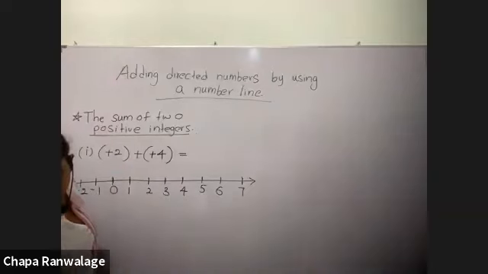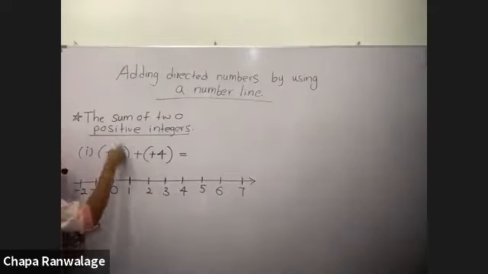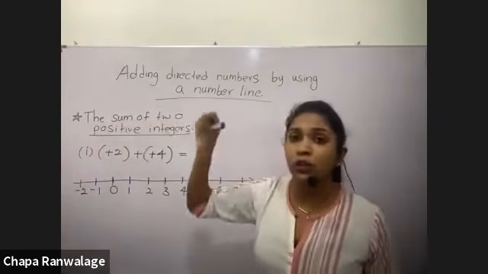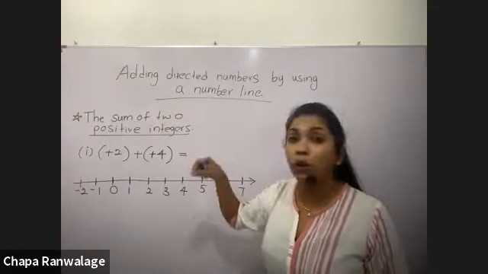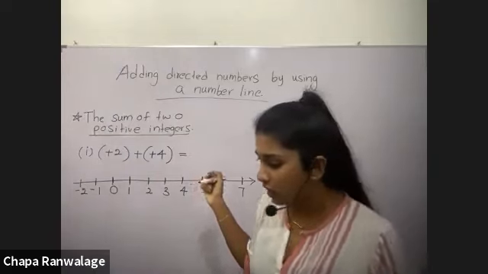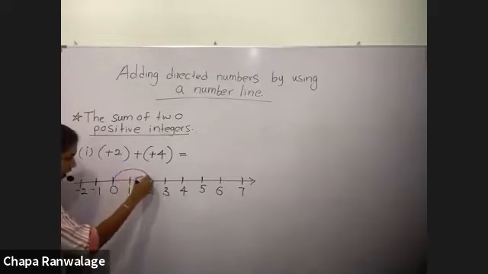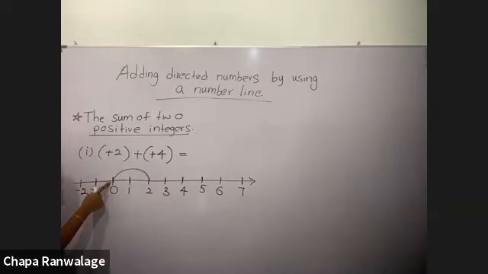Plus two. We are starting from zero. And what is the direction of plus two? We have to move two units towards the right. We have to start from zero and move two units towards the right. Got it?